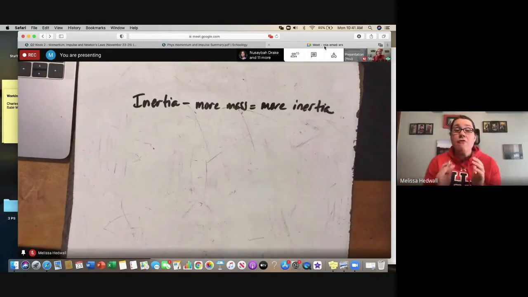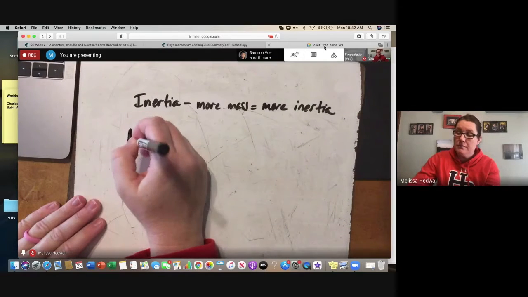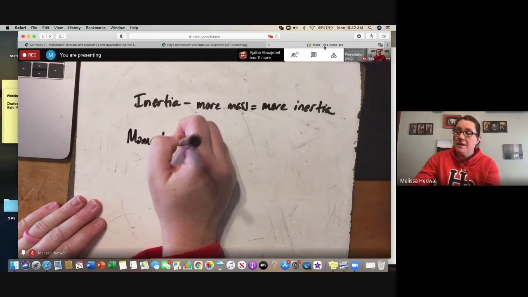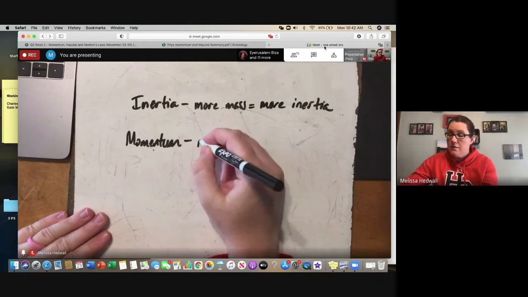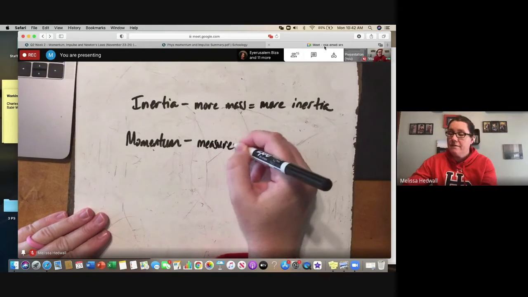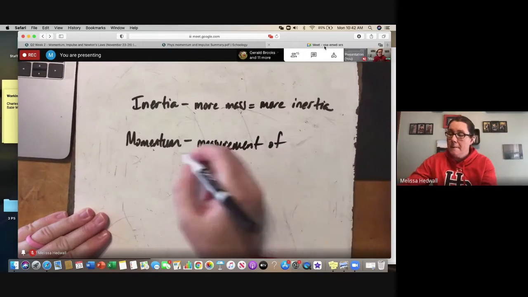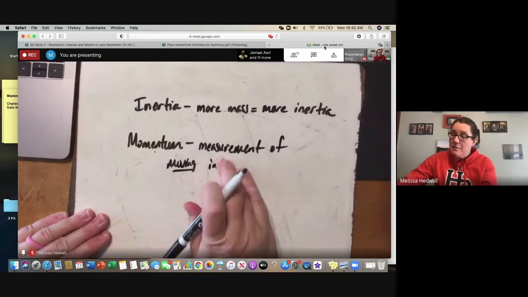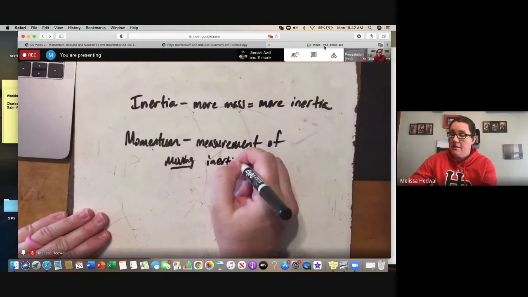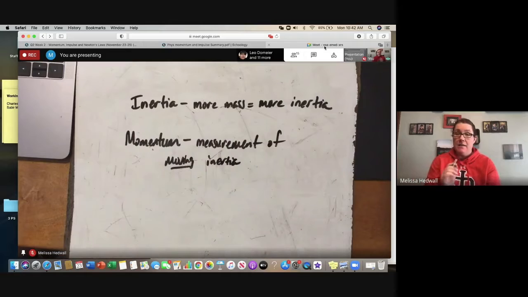So more mass, everything with mass has some amount of inertia. And the more mass you have, the more inertia you have. Inertia is not dependent on motion. Momentum, however, is essentially a calculation, a measurement of moving inertia. So we'll say that. Measurement of moving inertia. It has to be moving to have momentum. Inertia itself does not need to be moving.